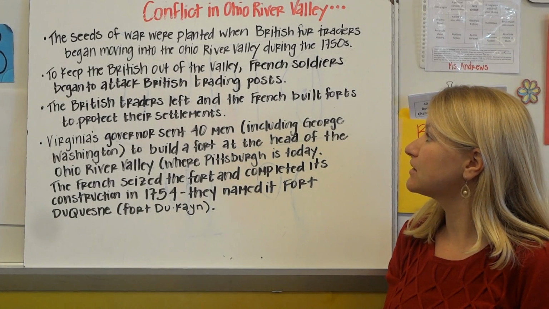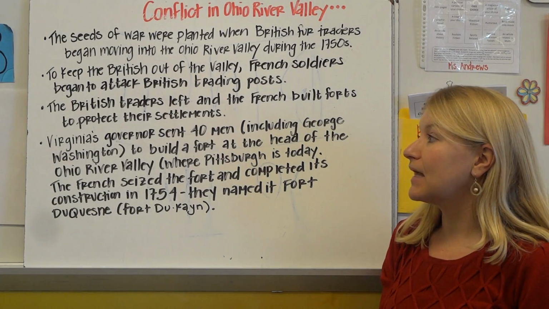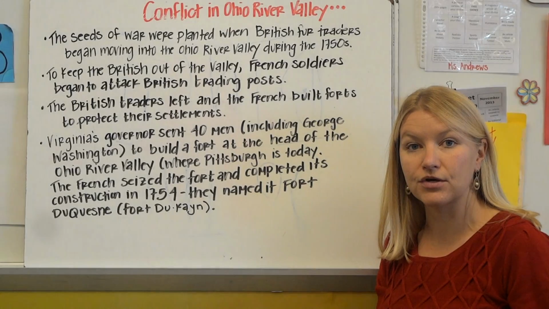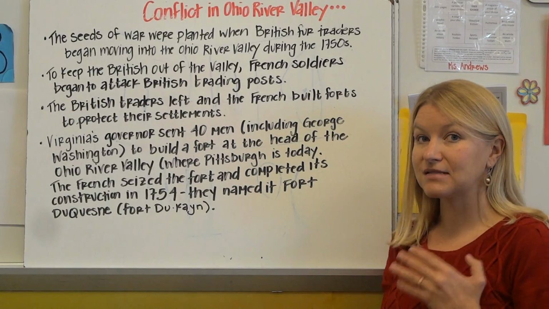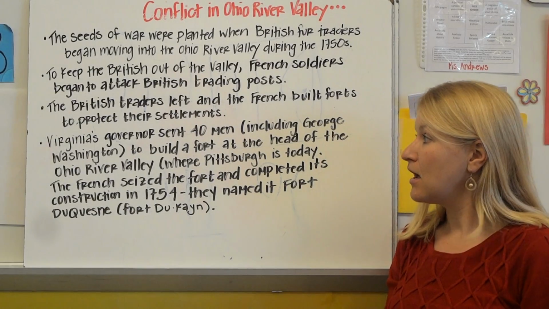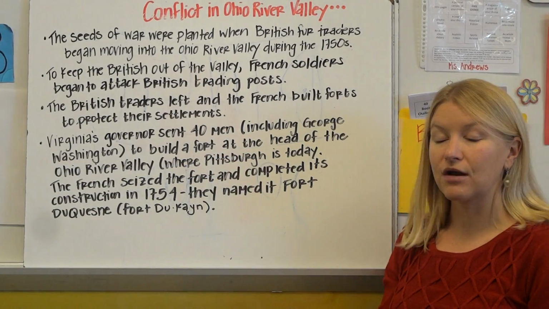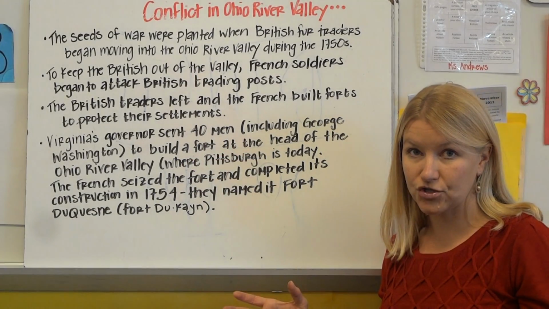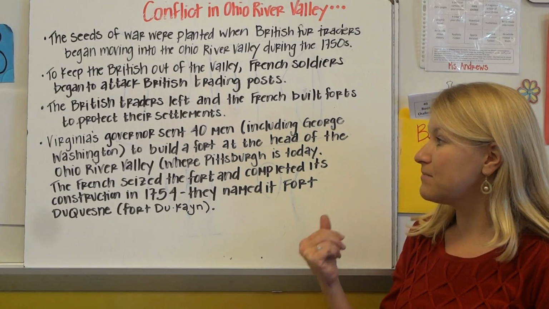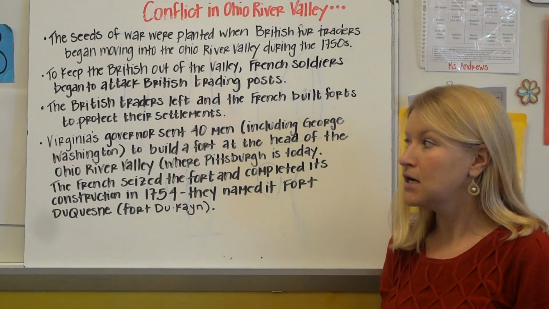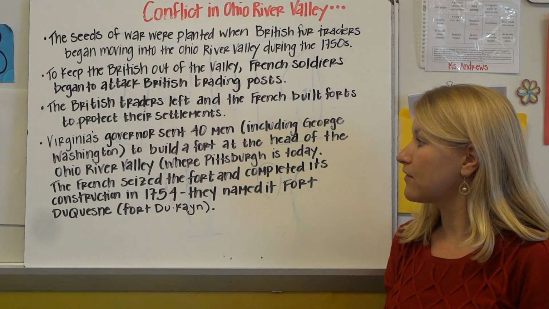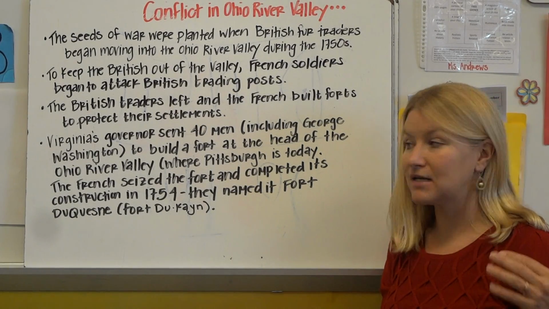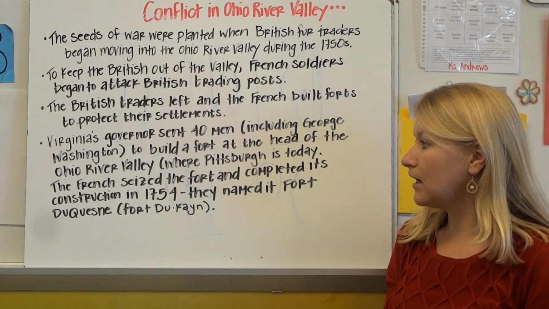The British traders left, and the French then began to build forts in order to protect their lands. So the British realized that they really don't want to lose this area. So Virginia's governor, and remember that Virginia is probably one of the larger colonies at this time, sent 40 men, including George Washington, to build a fort at the head of the Ohio River Valley. It's where Pittsburgh is located today.